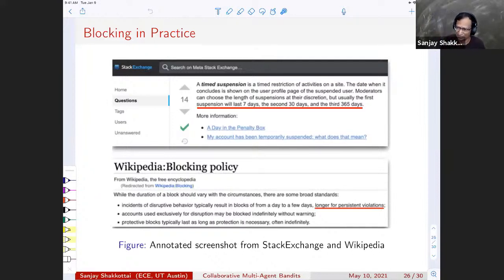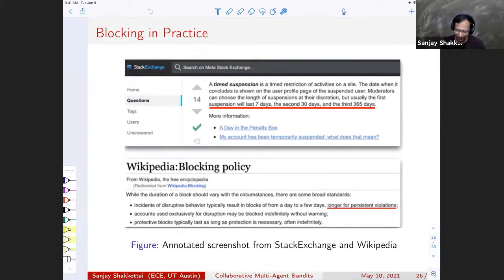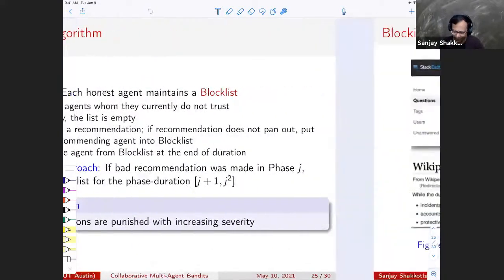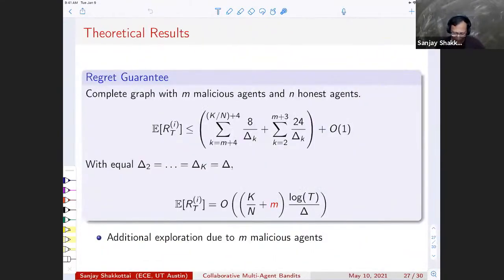I mean, we haven't answered that, but what we do have is, if you have this kind of time-based blocking, then this is the following result. Again, let's look at per agent regret, and let's look at a complete graph with M malicious agents and N honest agents. Let's look at the special case. We have a more generic expression for regret, but I want to just look at the special case. Suppose there's one best arm and all the other arms are exactly the same. The delta is the same, just so that the description becomes easy.